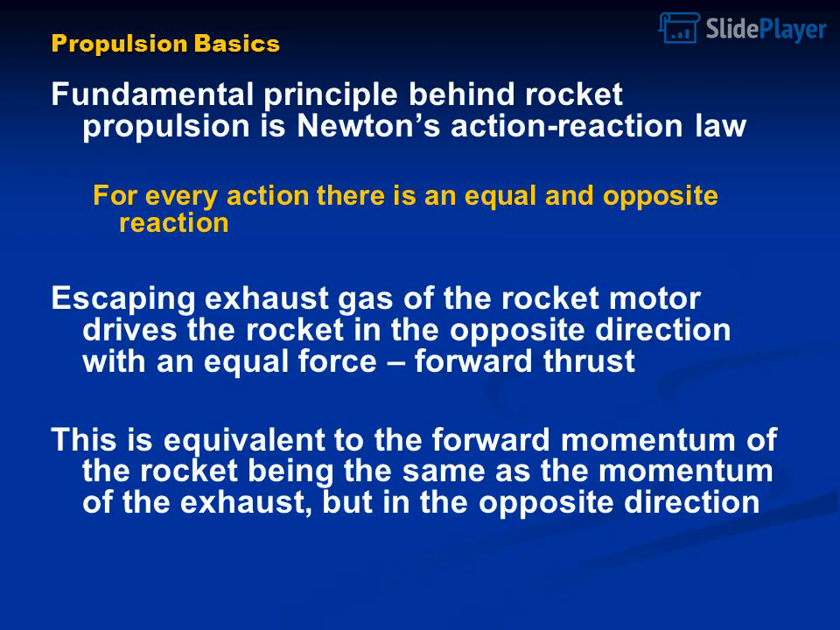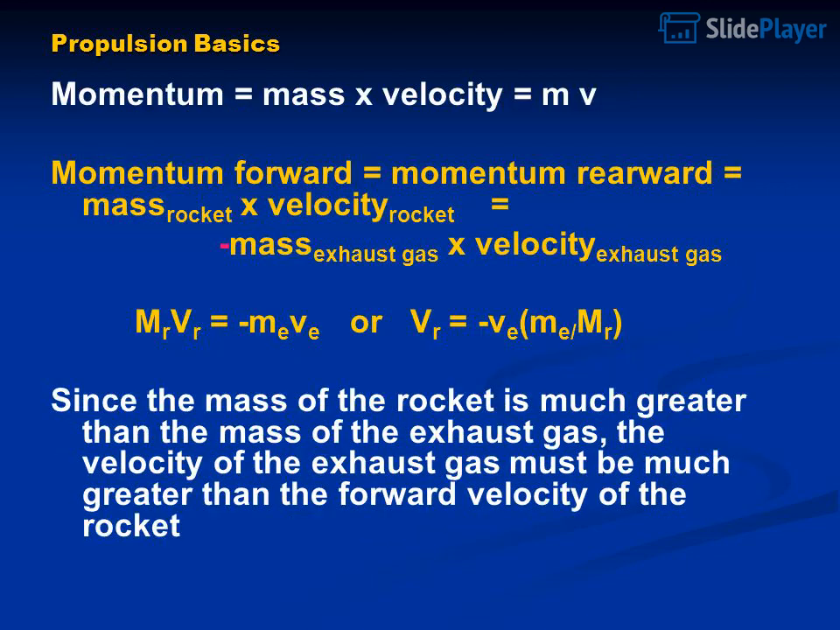Propulsion basics. The fundamental principle behind rocket propulsion is Newton's action-reaction law. For every action there is an equal and opposite reaction. The escaping exhaust gas of the rocket motor drives the rocket in the opposite direction with an equal force, forward thrust. This is equivalent to the forward momentum of the rocket being the same as the momentum of the exhaust, but in the opposite direction. Momentum equals mass x velocity equals mv.